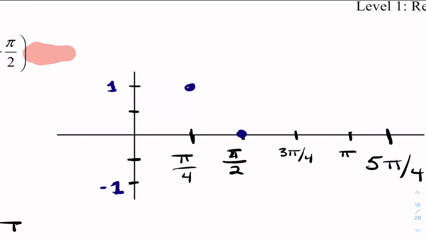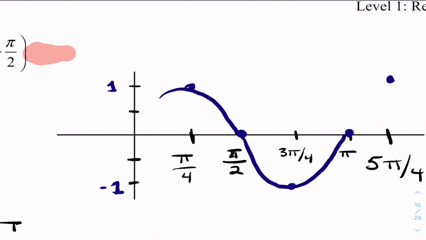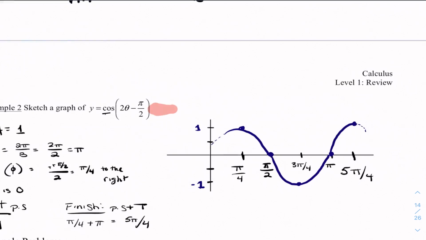Then we go to 0. Then we go down. Then we go up. And then we come back up to where we started. And if you get good at this, you start seeing that each one of these is its own curve. And that is how I want you to graph our trigonometric function.